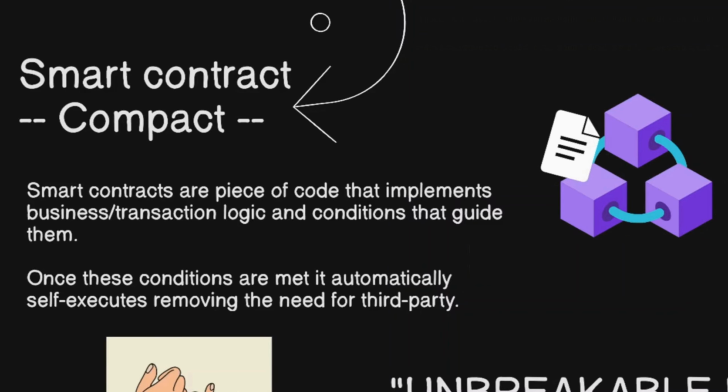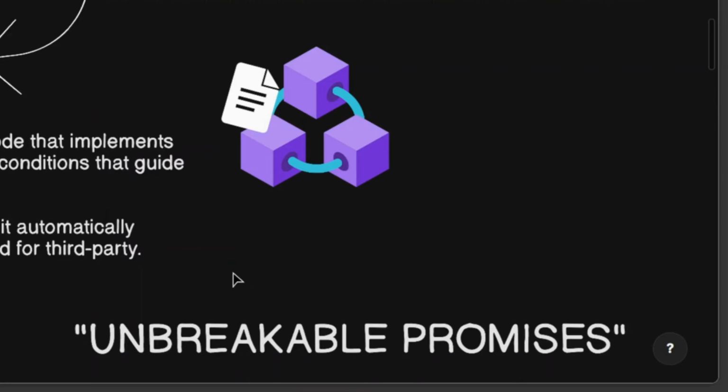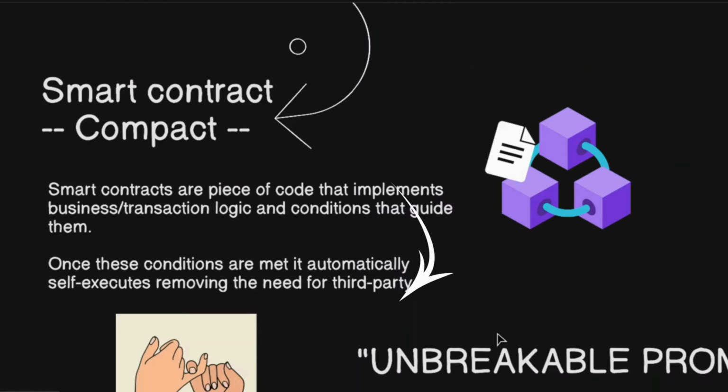They execute as soon as these conditions are met, which means you don't need a third party. And the most important part of them is they are immutable, which is why I tend to look at them as unbreakable promises. So that's what smart contracts are. A piece of code that implements business logic and the conditions that guide them. And they are immutable and also self-executing.